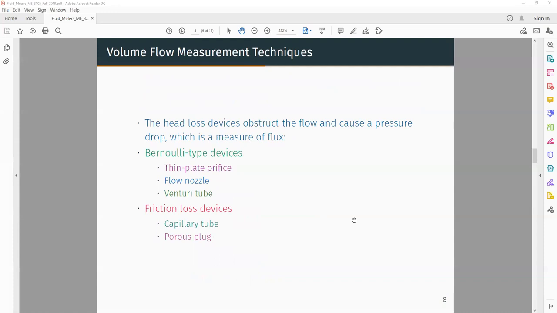And there are also head loss devices that obstruct the flow and cause a pressure drop, and thus measure the flow. And these are of two types actually. They are Bernoulli type devices: the thin plate orifice, flow nozzles, and venturi tube. And there can also be friction loss devices. These are the capillary tube and porous plug.